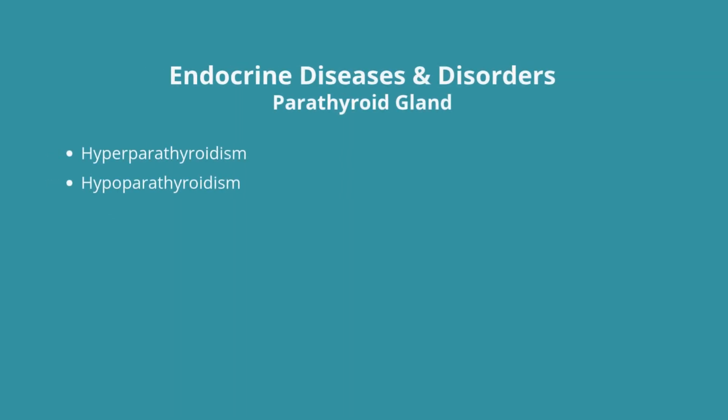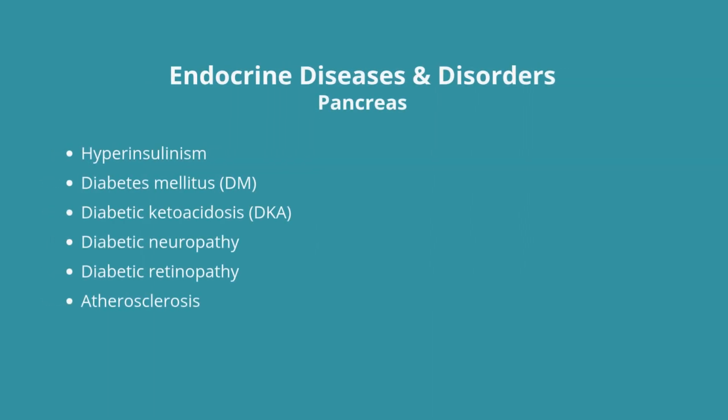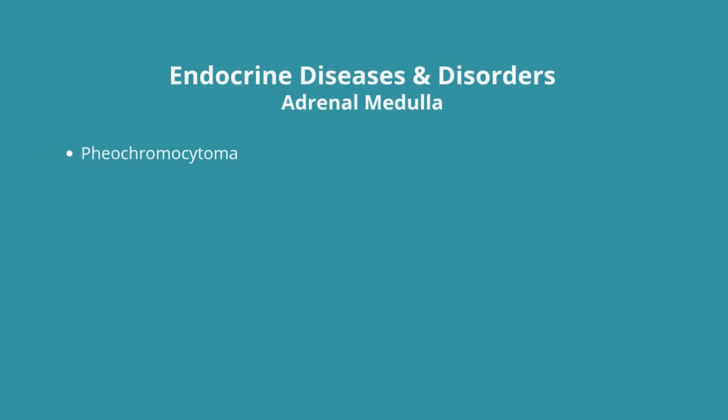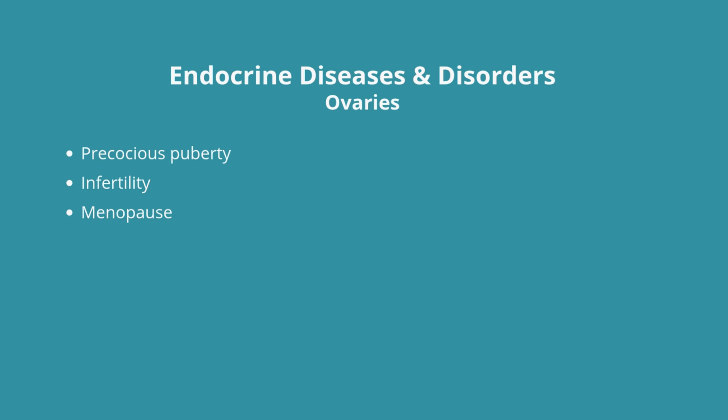Disorders of the parathyroid glands include hyperparathyroidism and hypoparathyroidism. Disorders of the pancreas include hyperinsulinism, diabetes mellitus, diabetic ketoacidosis, diabetic neuropathy, diabetic retinopathy, and atherosclerosis. Disorders of the adrenal cortex include hyperaldosteronism, Cushing's syndrome, Addison's disease, and adrenal genital syndrome. A disorder of the adrenal medulla is pheochromocytoma. Disorders of the ovaries include precocious puberty, infertility, and menopause.